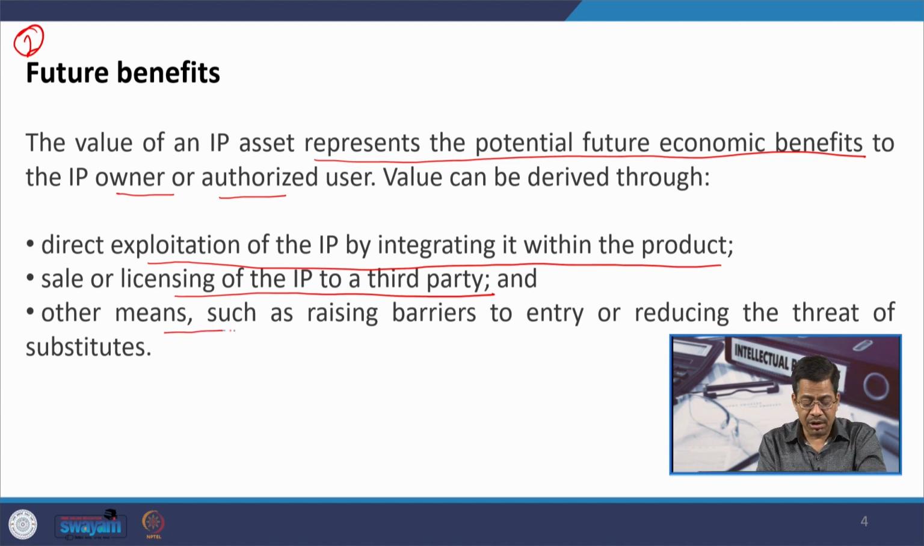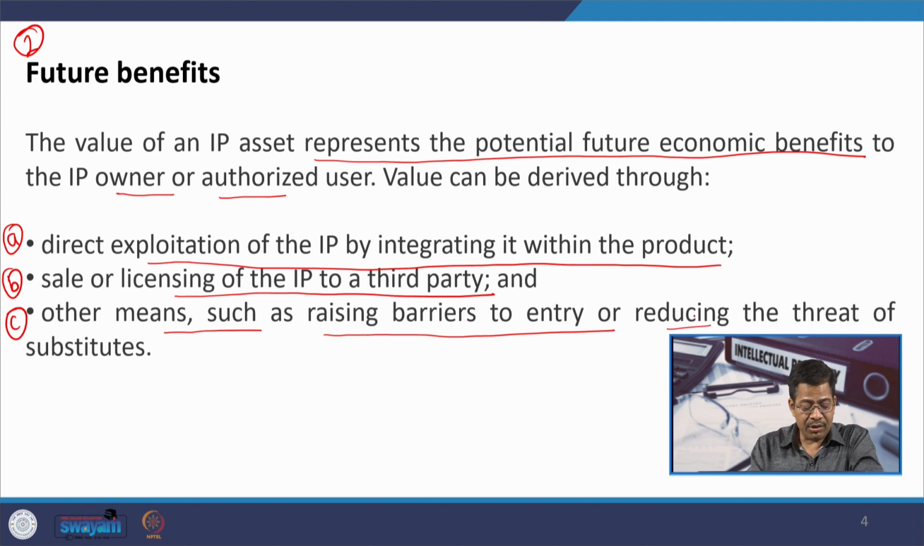And there can be other means also. So, A, B and C. Other means also, such as raising barriers to entry or reducing the threat of substitutes. Because you have IP and you are anticipating that there may be some competitors who can come to your market, because of IP, you have created blocks for them so that they may not come to your market, and you are creating a safe passage for yourself.